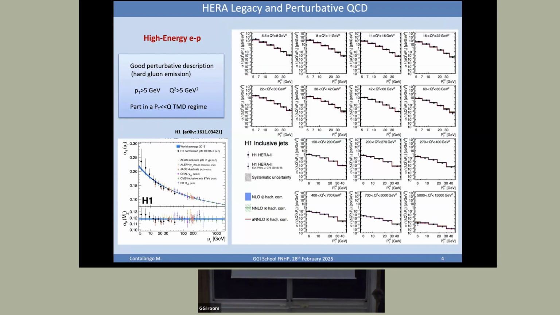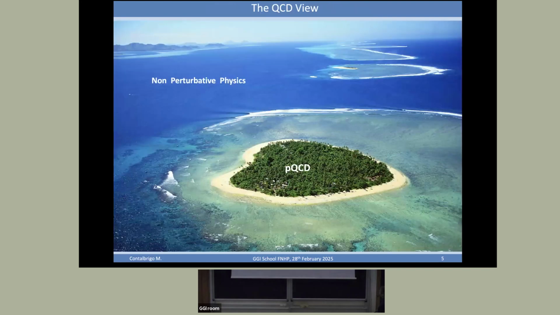Why should we be interested in doing that? We don't stay in the large energy regime. The reason is that, yes, perturbative QCD works, and we are in a comfort zone there. We know what to do. But what we are interested in is the non-perturbative part, because it's the non-perturbative part that describes the intimacy of the nucleon structure, okay?